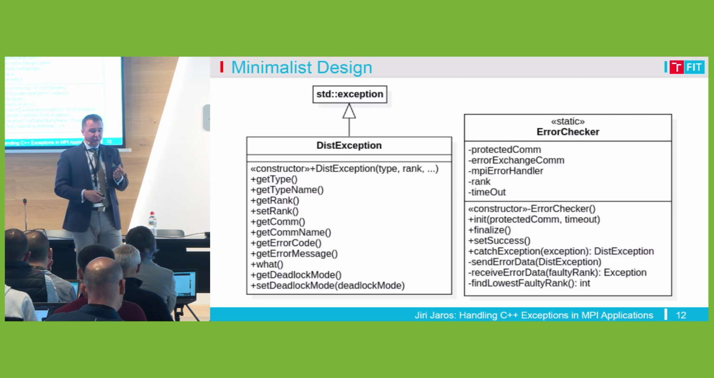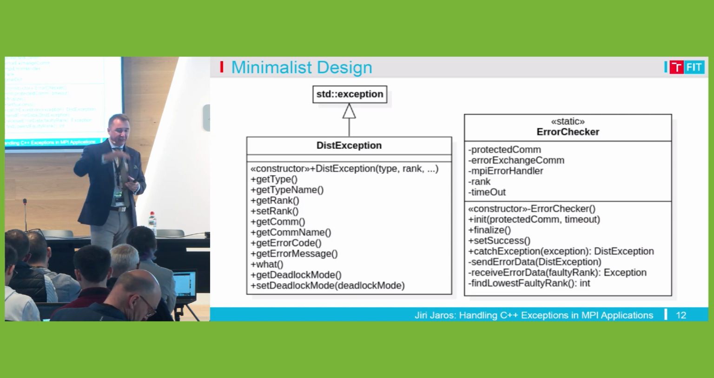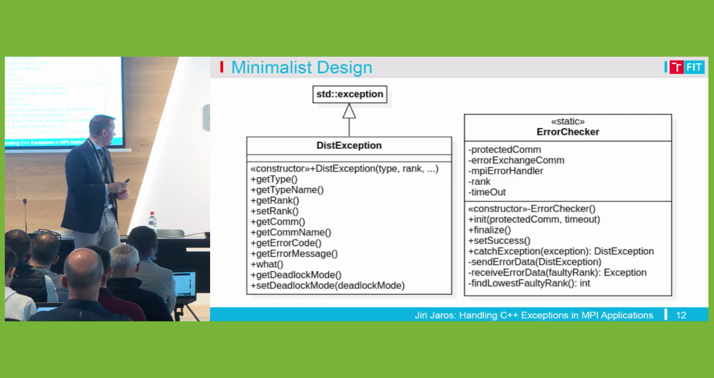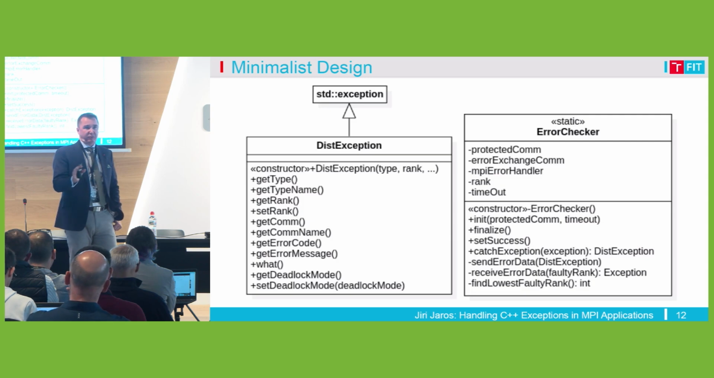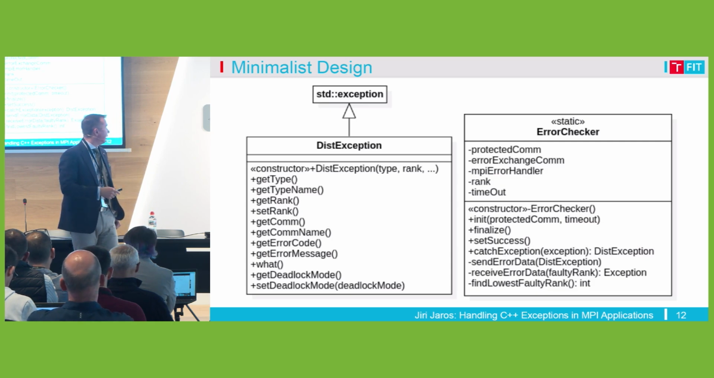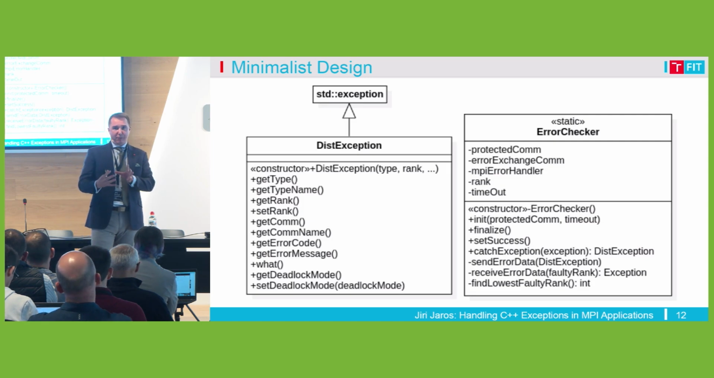Error code is a nice feature because you can report it. When the application crashes or terminates, you can pass the error code to the scheduler and then have another level of job monitoring and identify the problem. Then we've got a typical error message and information about the status of the code, whether it's deadlocked at this moment or not in a deadlock state, which means it can somehow recover. So basically, this distributed exception class has all the information about the problem.